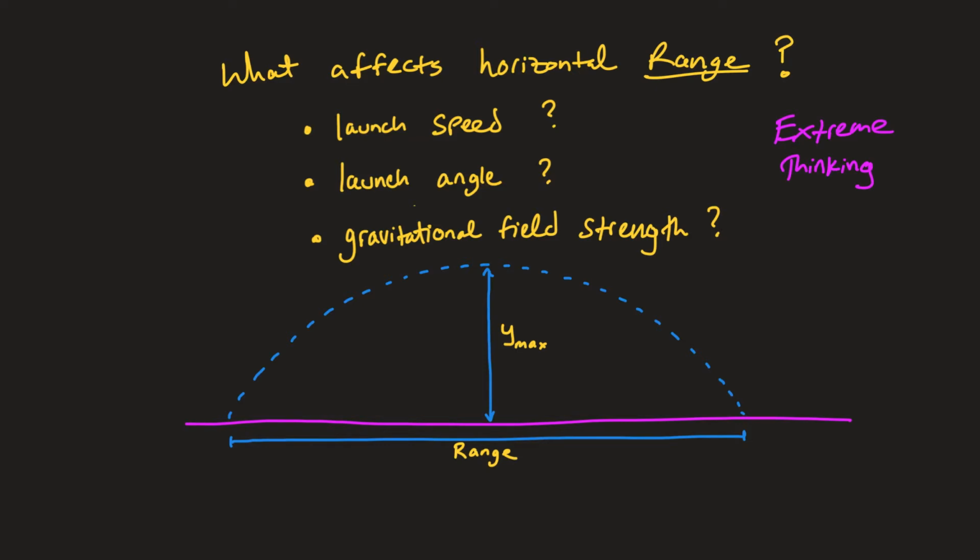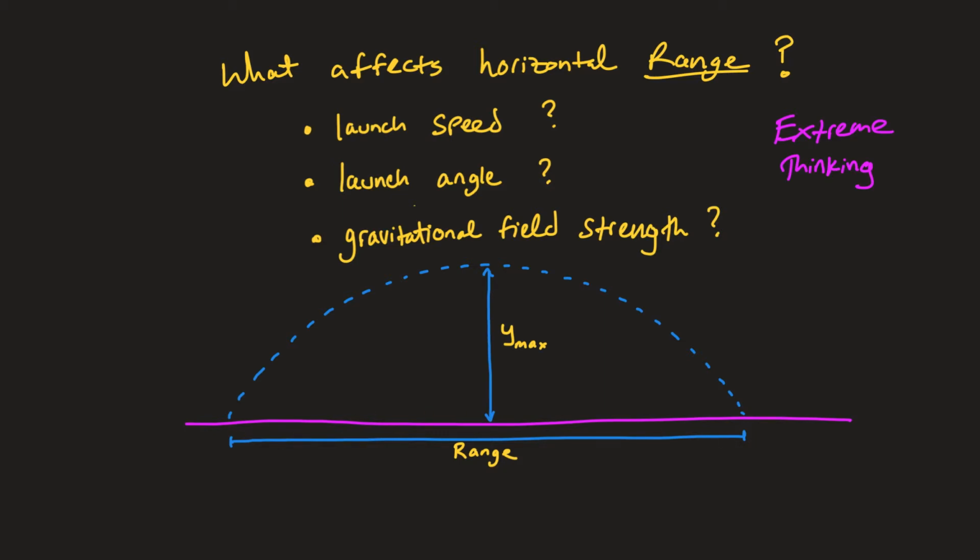All right, so I've listed out three common things: launch speed, launch angle, and gravitational field strength. And a quick way to understand if something might affect another parameter in a physical system is doing what I could call extreme thinking, which is kind of a funny phrase, but the basic idea is just imagine taking whatever parameter you're thinking about testing if it affects another one. In this case, maybe launch speed, right? We're trying to say, does launch speed actually affect horizontal range?